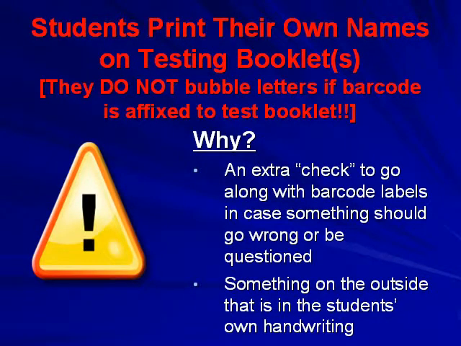Students have to print their own names on their testing booklets, but they do not bubble. So make sure your students print their own names on testing booklets and don't bubble if they already have a label affixed to the book. This is an extra check to go along with barcode labels in case something would go wrong or be questioned, and it's also something that is in the student's own handwriting that is on the outside of the book. So have your students print their own names on their testing booklets.